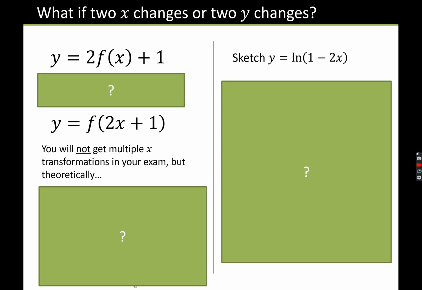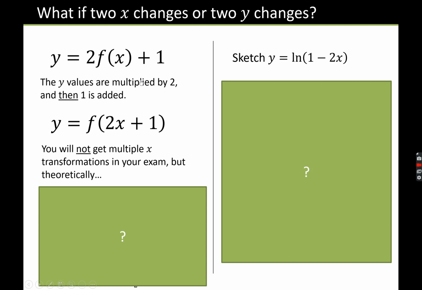Right, quick look at this. Sometimes we have 2 changes in x or 2 changes in y. First one is 2 changes in y. All you need to do is think about BIDMAS. So for this one, you would multiply by 2 first and then add 1. Obviously, it makes a big difference which way around you do that, so you have to apply BIDMAS.